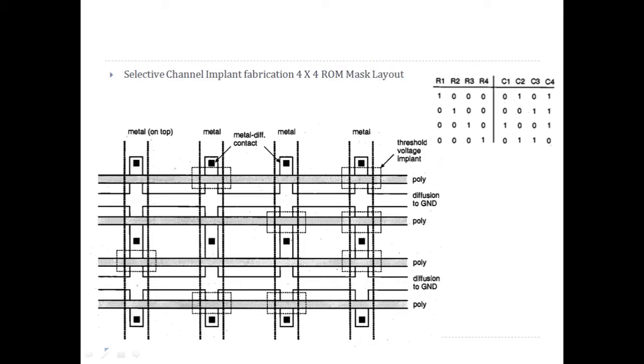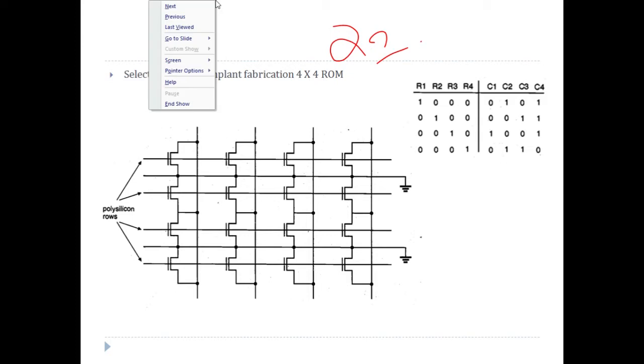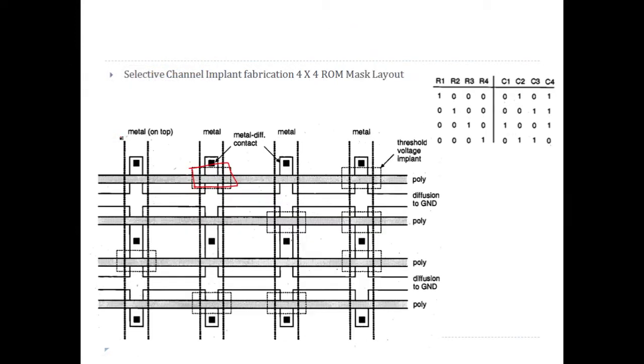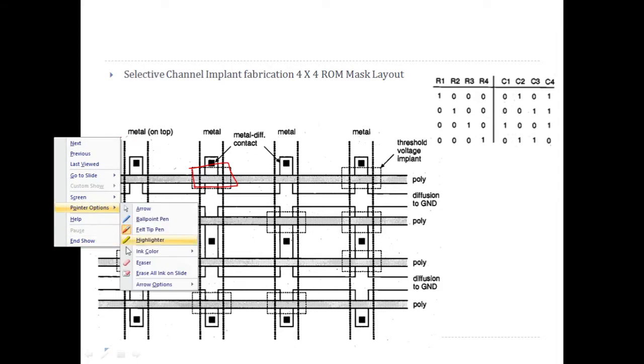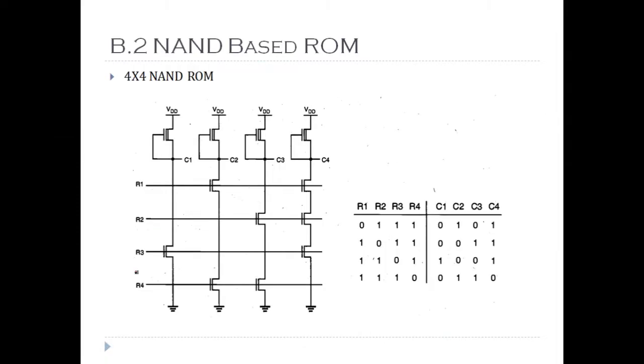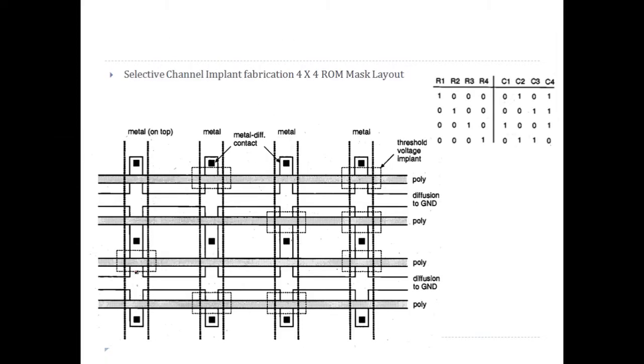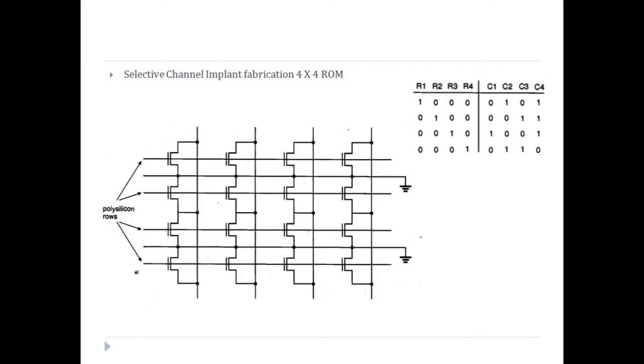So this is how a layout would look like. This is a standard layout. I just have to make sure that wherever I have to make zero, I will have to add implant over there. So this is about the NOR based ROM. I hope you understood it.